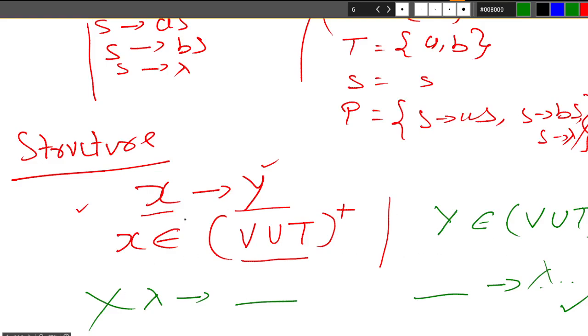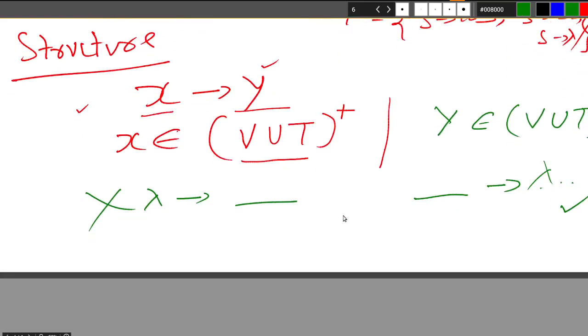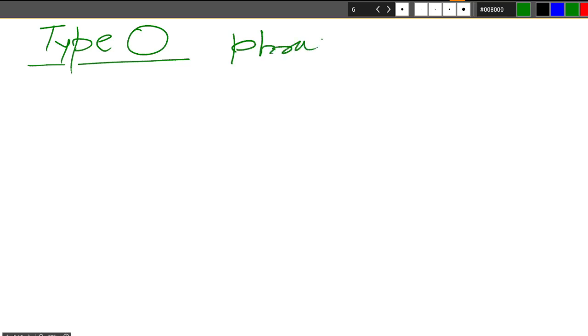So, having known these things about the rule, let me now start the types of grammar. First of all, let me tell you, type 0 grammar. Type 0 grammars are also called phrase structure grammar.